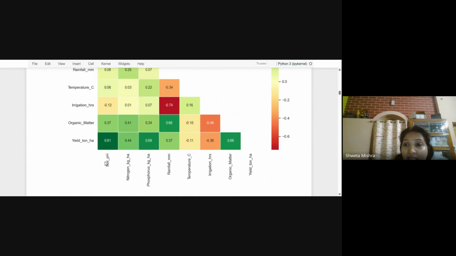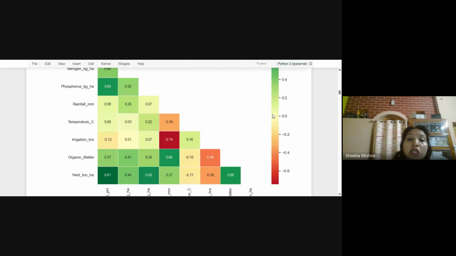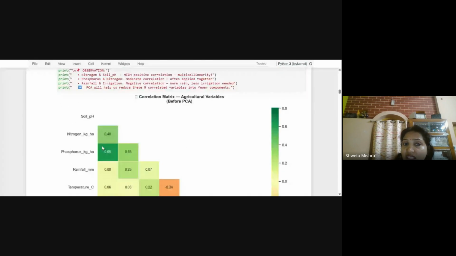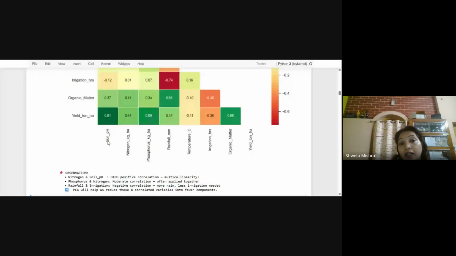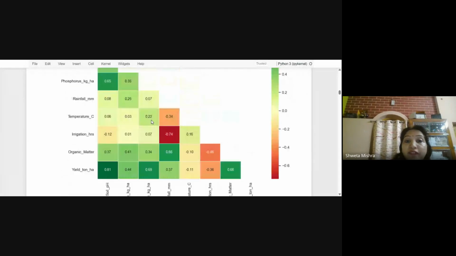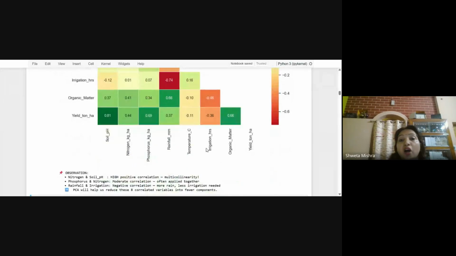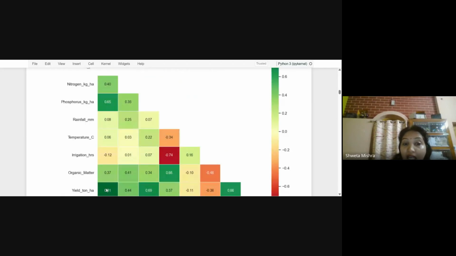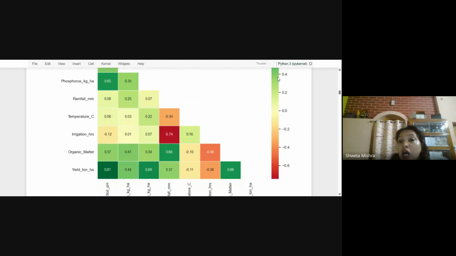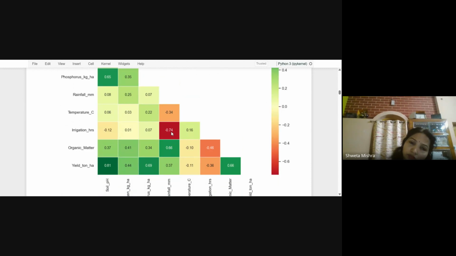So here, you can see that it represents values from the lowest to the highest. You can easily see how nitrogen and phosphorus impact the soil, or how phosphorus is affected by the yield, or how rainfall is affected by the organic matter, or how organic matter is impacted by yield. The dark green represents the highest correlation, while the red represents the lowest correlation.